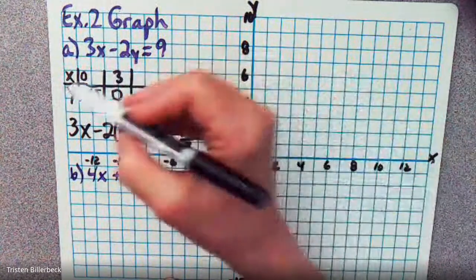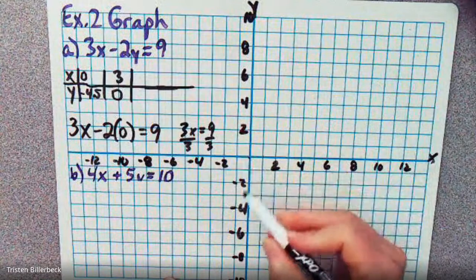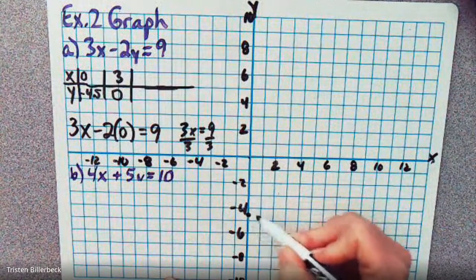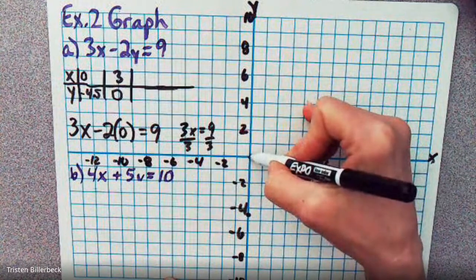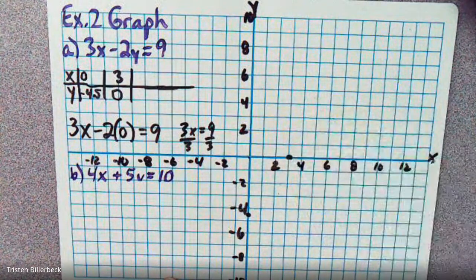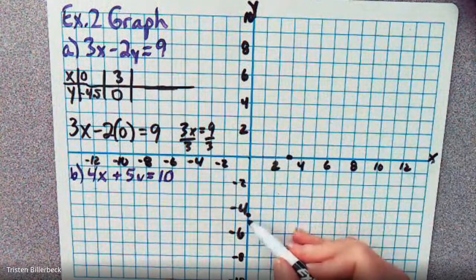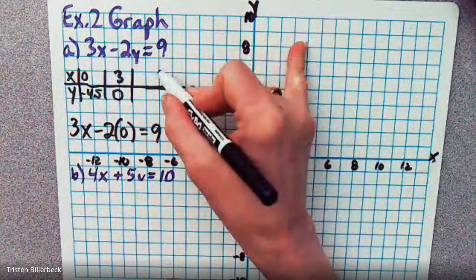So we have when x is 0, y is negative 4.5, which is right here. When y is 0, x is 3. So that gives us a point here. So let's get one more point because I don't like half points. I like whole points. So let's try something.